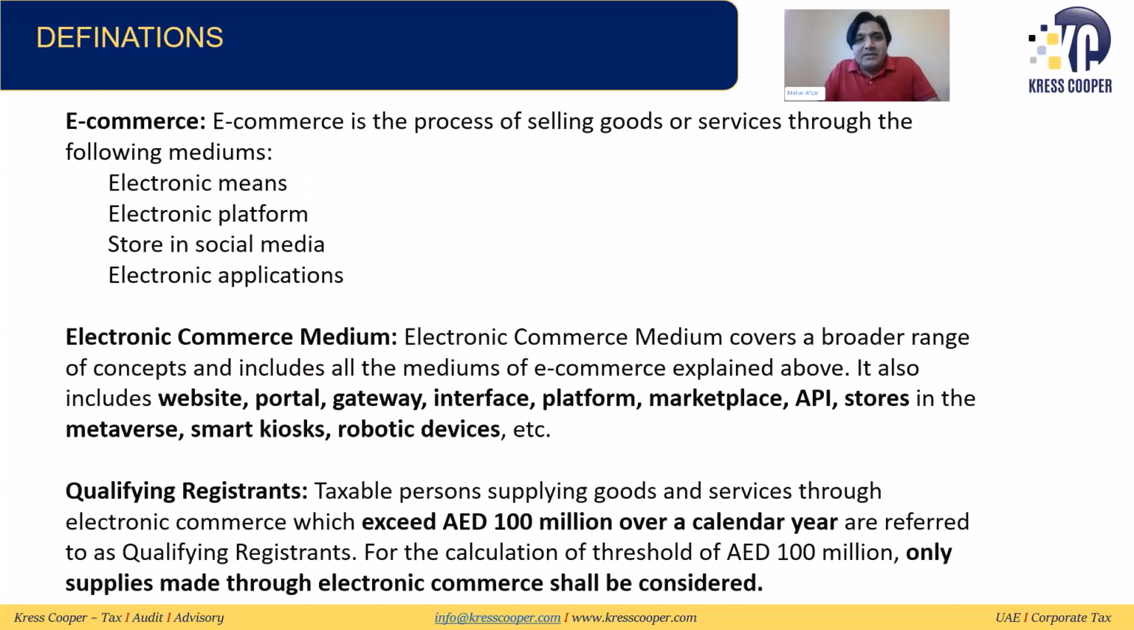So what is e-commerce? E-commerce is the process of selling goods and services through the following mediums. These can be an electronic medium, an electronic platform, a store in social media, or electronic applications. An electronic medium can be a website, portal, gateway, interface, platform, marketplace, or API store. Basically, if anything is being sold through an electronic medium or electronic platform, we say this is the e-commerce medium.